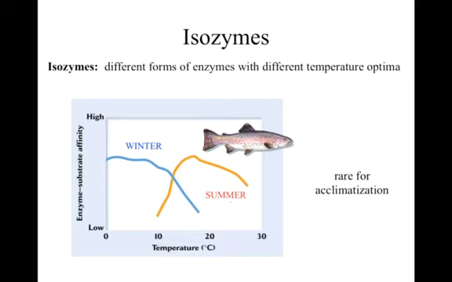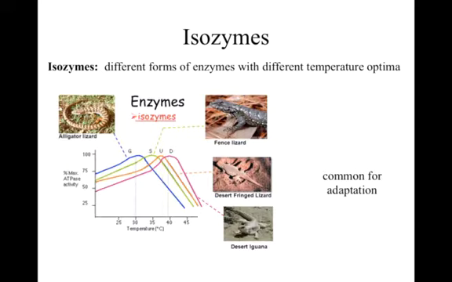Now, producing different isozymes does happen sometimes for acclimatization, so in the winter versus the summer within an individual organism, but that's pretty rare. This example is sort of unusual. Isozymes are much more common as a means of adaptation. So here, different species, depending on where they live, are going to have different versions of an enzyme that does the same thing, but operates best at different temperatures.